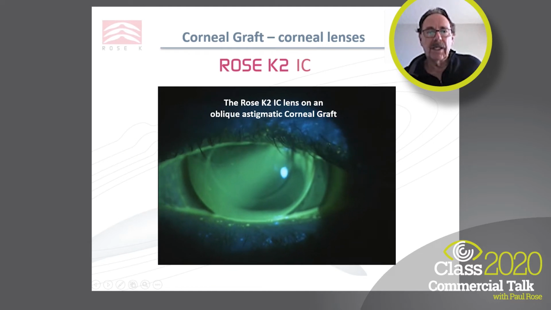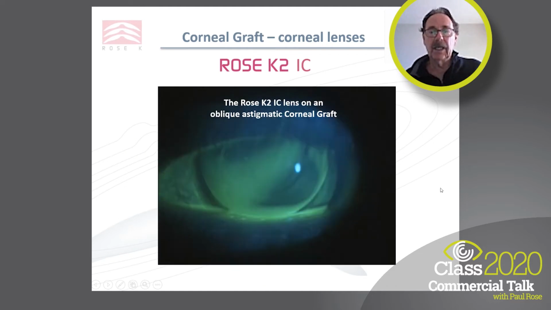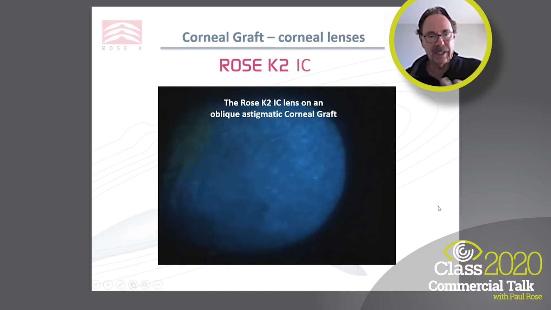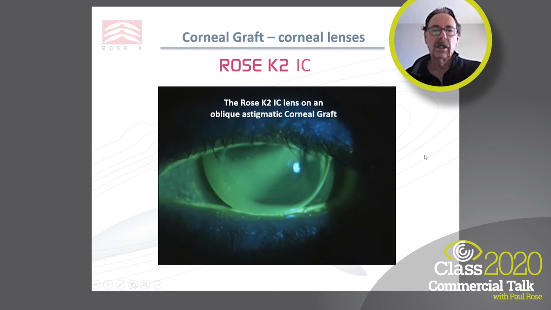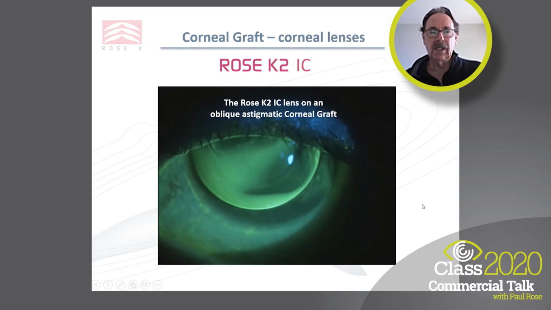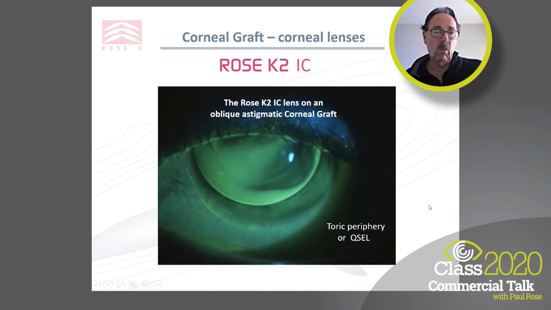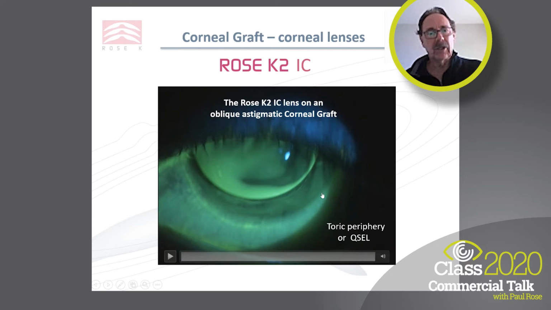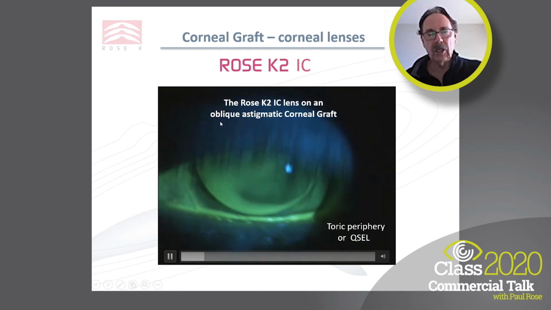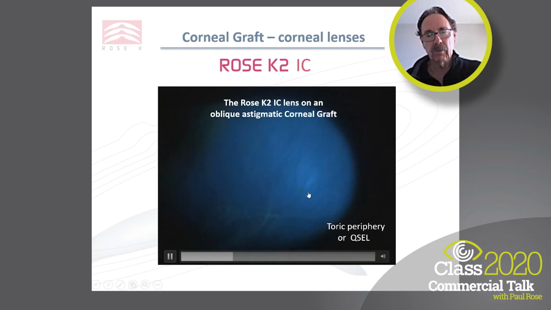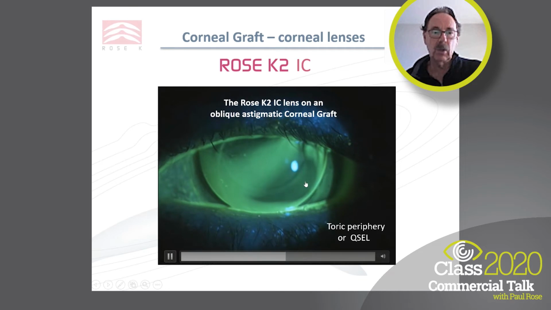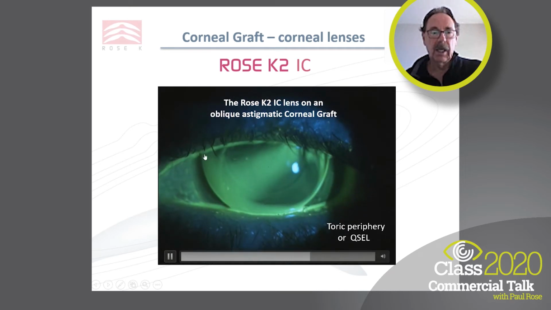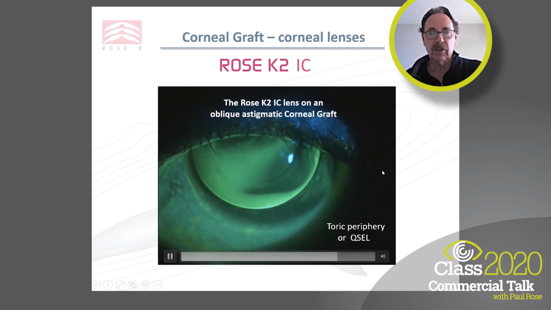Here's a Rose-K 2 IC lens on an oblique graft, and again, you can see how the lens doesn't center particularly well. If grafts are very toric, often they decenter as you see here. So again, what would you consider? A toric periphery, where I'll just play that video again, where you actually alter the fit over the peripheral cornea here and here, or again, a quadrant-specific edge lift where you want to increase the edge lift here, and certainly you want to decrease it in this quadrant.